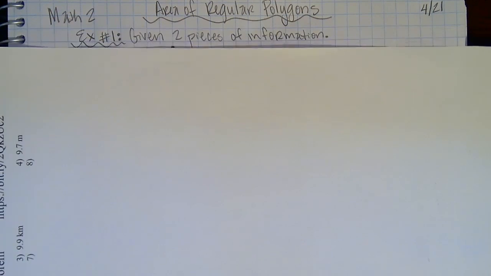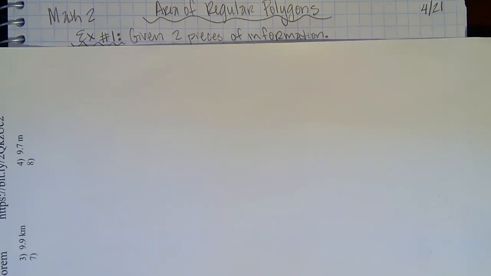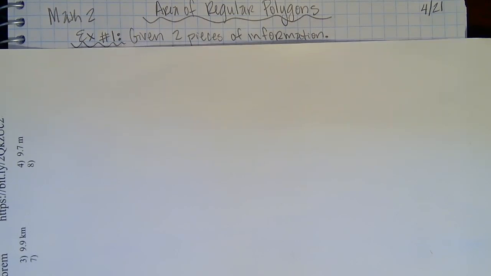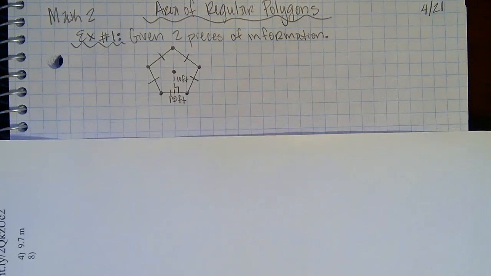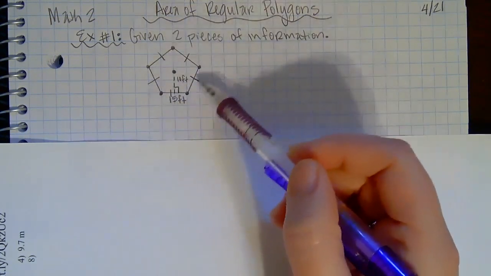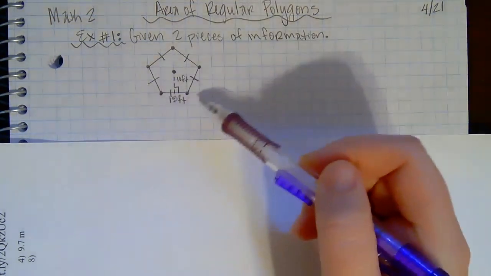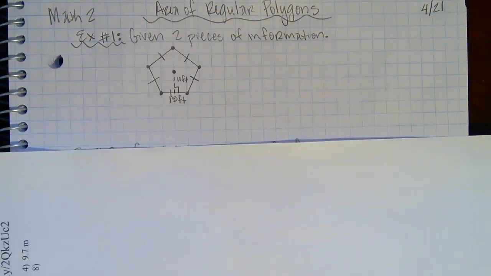We're going to look at our first example. In our first example, this is going to be the easier type when they give you two pieces of information. So I'm going to do a pentagon, but it doesn't have to be a pentagon. It could be any shape, any regular polygon. Remember, regular means all the sides are the same, right? It has to be a regular polygon in order to use this method, all right? So we know that all the sides are the same.